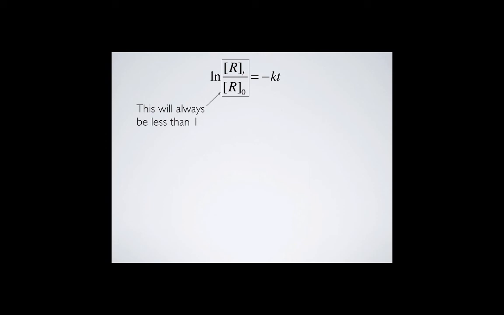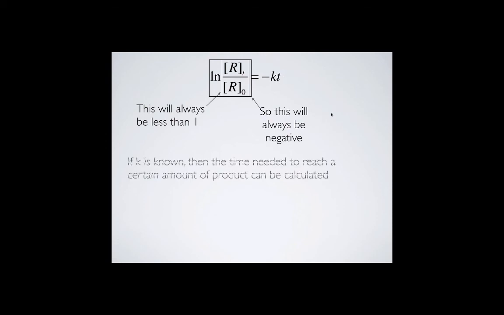Let's look at some mathematical things here. This value, Rt over R0, because they're reactants, this ratio will always be less than 1, because reactants, as the reaction proceeds, will always go down, which means the greatest concentration is always at time 0. So since concentration of R at time t is always less than concentration at time 0, this will always be less than 1, which means that this whole term with the natural log will always be negative. This is why we have the negative sign here, to make sure that we have a positive value for k, and we can only have a positive time t.